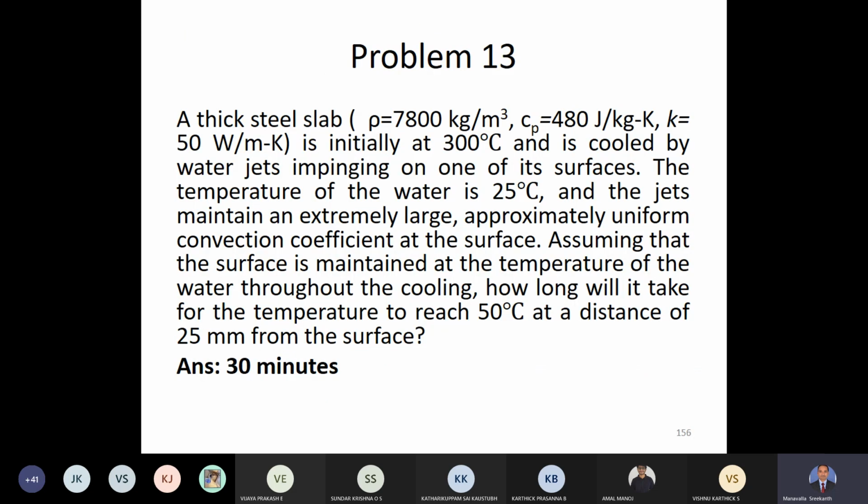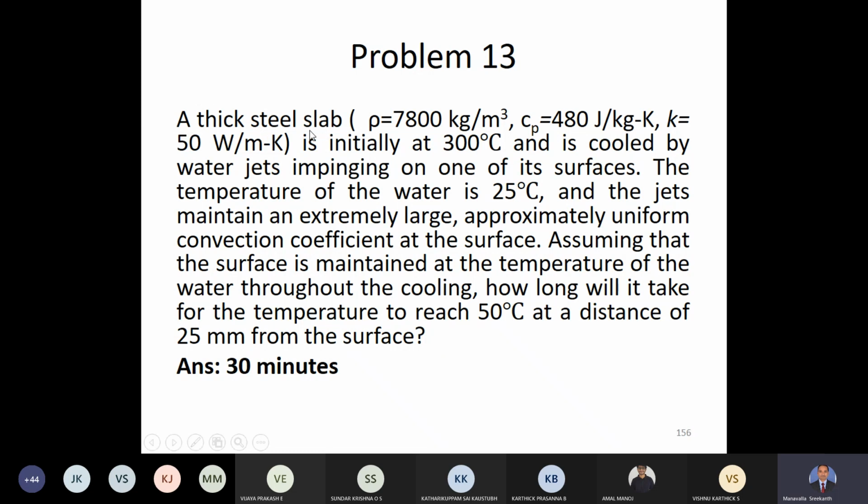Okay. So with this, let us try to solve some problems so that you will understand. Here, a thick steel slab of given dimensions, rho is 7,800, Cp and the conductivity are given, is initially at 300 degrees Celsius and is cooled by water jets impinging on one of its surfaces. The temperature of the water is 25 degrees Celsius and the jets maintain an extremely large, approximately uniform convection coefficient at the surface. Assuming that the surface is maintained at the temperature of the water throughout the cooling, how long will it take for the temperature to reach 50 degrees Celsius at a distance of 25 millimeters from the surface? Okay, so this is a problem.